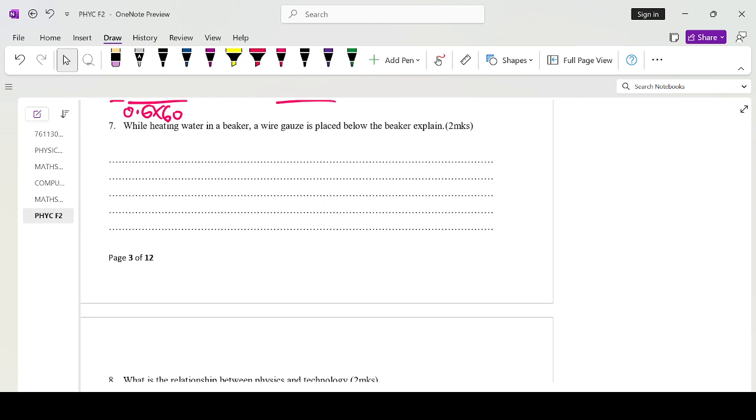We normally use a wire gauge because it's a good conductor of heat. It therefore spreads the heat to a large surface area of the vessel. Without the gauge, heat will only concentrate at one point, which may lead to uneven expansion of the glass, hence breaking. So why do we use this wire gauge?